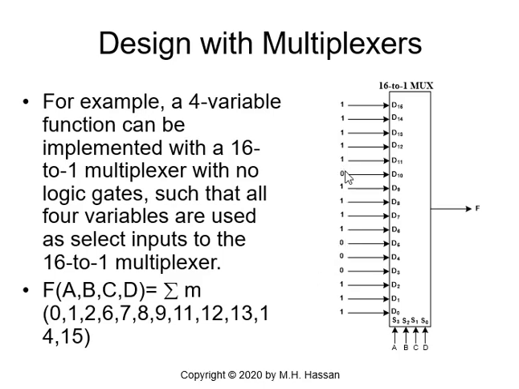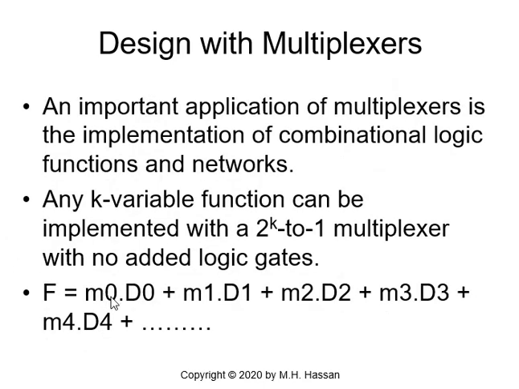Then after that, 10 is 0, 11 is 0. Then 11, 12, 13, 14, and 15, all of them are ones. And you see them as ones because the minterms are there.